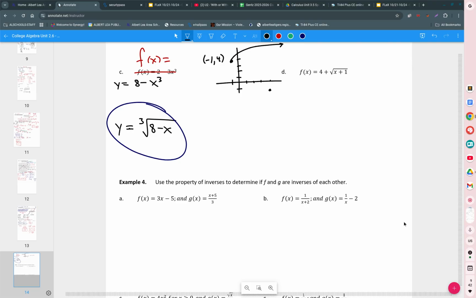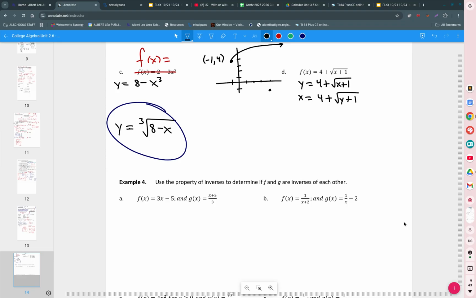So that's where I would like to be, okay? Let's see how it works out. y = 4 + √(x + 1). If I want to find the inverse, I switch the x and y values. x = 4 + √(y + 1).